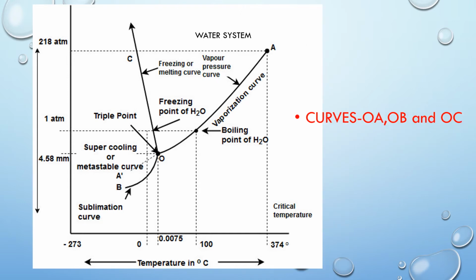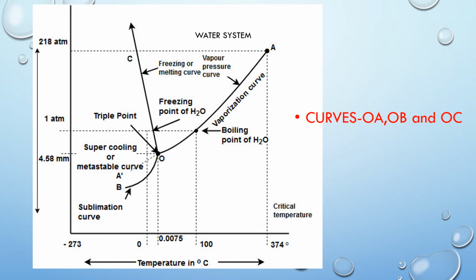Coming to the explanation of various curves. The curve OA represents equilibrium between liquid water and water vapor at different temperatures. This curve shows the vapor pressure of water at different temperatures. It is called the vapor pressure curve of water or vaporization curve. At 100 degrees Celsius, the vapor pressure of water becomes equal to atmospheric pressure. This 100 degrees Celsius is called the boiling point of water.